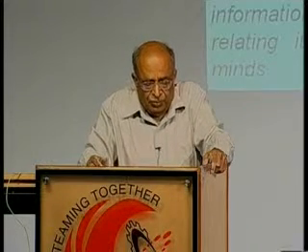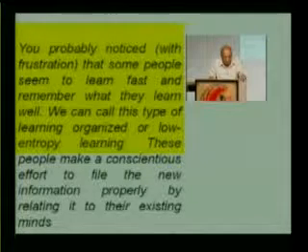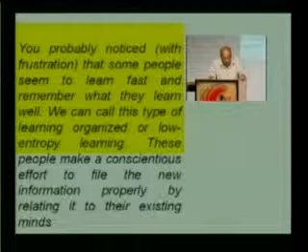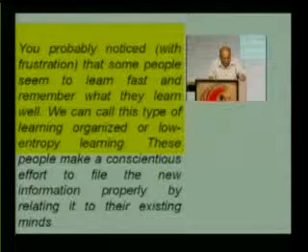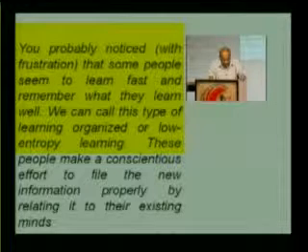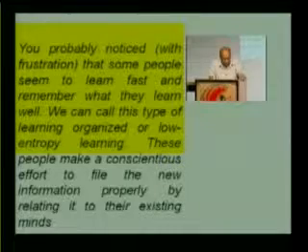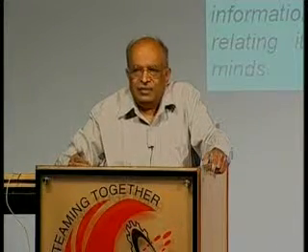You probably noticed that some people seem to learn fast and remember what they learn well. We can call this type of learning organized learning or low entropy learning. These people make a conscious effort to file the new information properly by relating it to their existing minds. What does this mean? Suppose there are two students. One student is learning very fast, the other student is a slow learner.